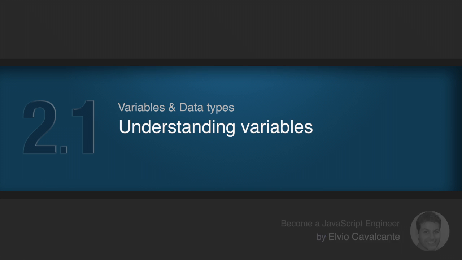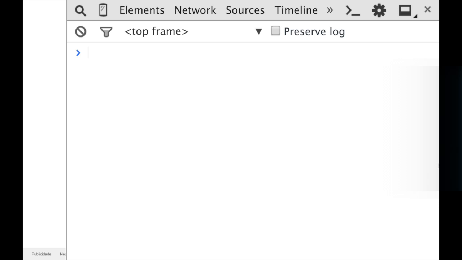Hi, in this lecture we'll talk about variables. A variable is simply a named container for a value. In JavaScript, we can define a variable using the special keyword var, followed by an identifier, a name, let's say box, and we can assign a value to this variable using the equal sign operator followed by the value.